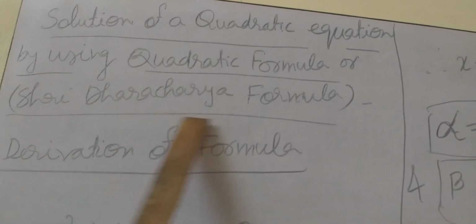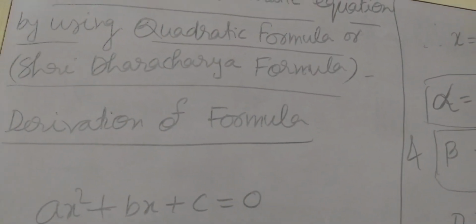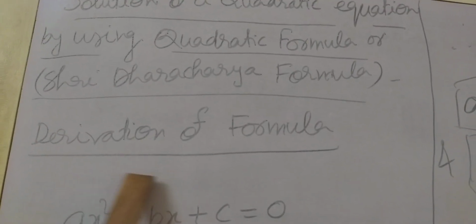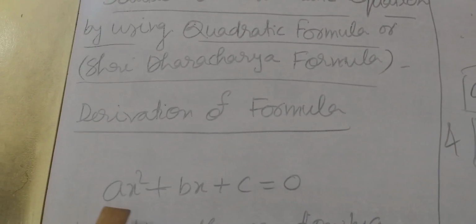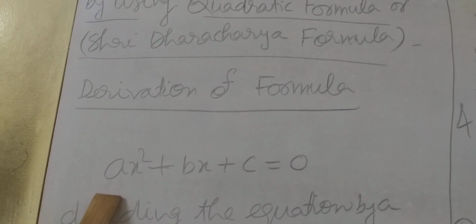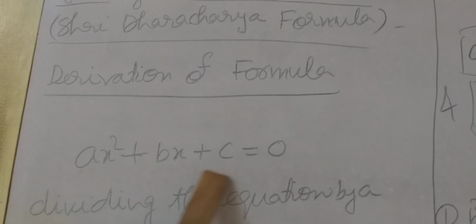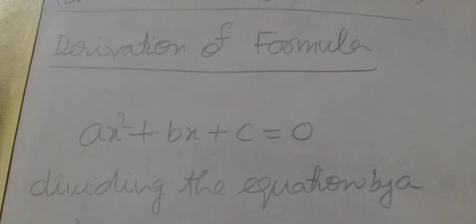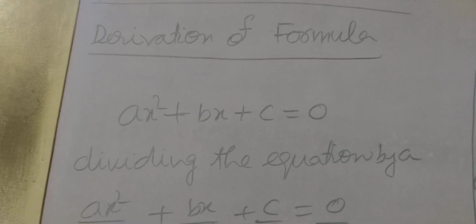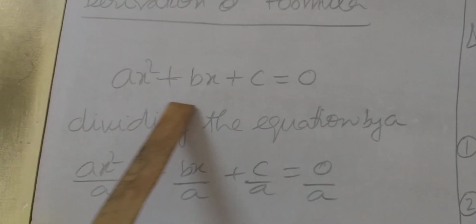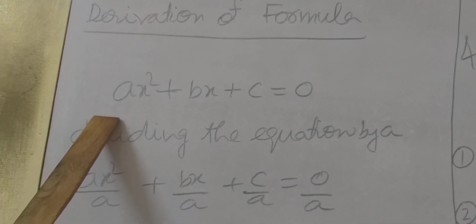Today we are going to solve quadratic equations by the quadratic formula, or you can say by Dharacharya formula. First of all, we have to derive the formula, the derivation of the formula for ax square plus bx plus c equal to 0. Students, this is a quadratic equation. So let us find out the value of x by completing the square. I am going to solve this equation by completing the square.